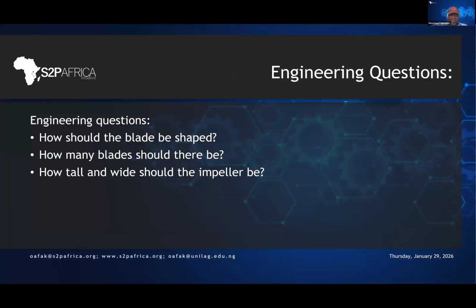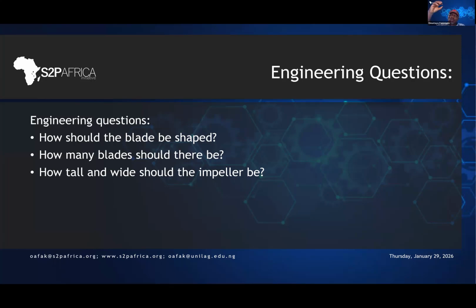So the engineering questions. How should the blade be shaped? How many blades should there be? How tall and wide should the impeller be? Those are the questions that determine what kind of impeller, turbine, or centrifugal pump you are going to get. And that is actually the question you are trying to answer by being in a university studying engineering. How do you answer those questions? How should the blade be shaped? How many blades should there be? How tall and wide should the impeller be? That is what is called design.